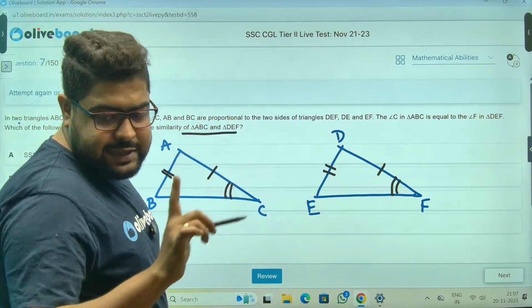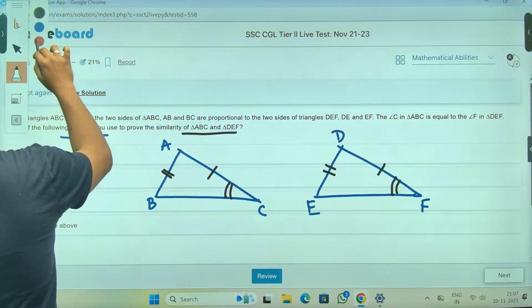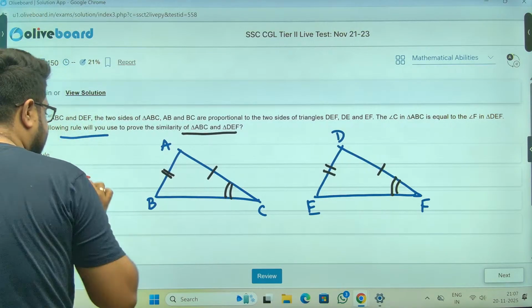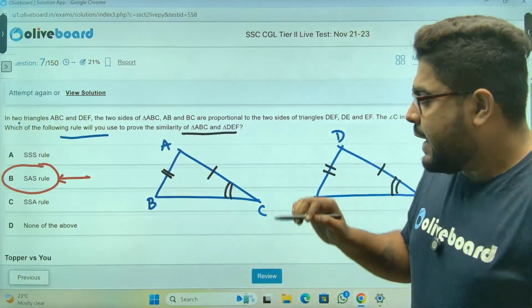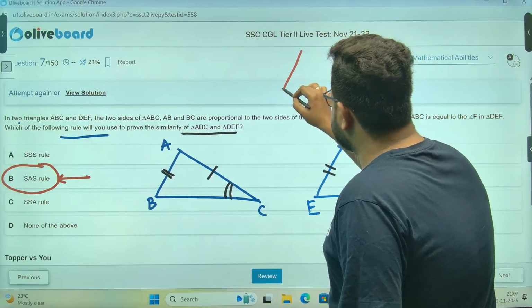Sir, please understand here. Understand the concept. I've discussed this in detail in the foundation batch. So this is the most possible rule: SAS. You see two sides, one angle. But there is a problem. SAS is the only rule. SAS where, please understand this.